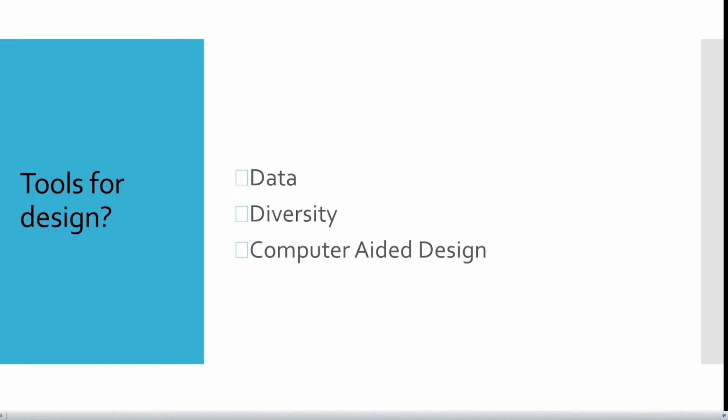The tools for design involve data or information about design, concepts, ideas, industry standards, and new and innovative products. It also involves diversity or varying backgrounds for a variety of ideas and perspectives. In this case, it was the students in the Sustainable Design program. And it also involves computer-aided design as a virtual platform to create models and blueprints.